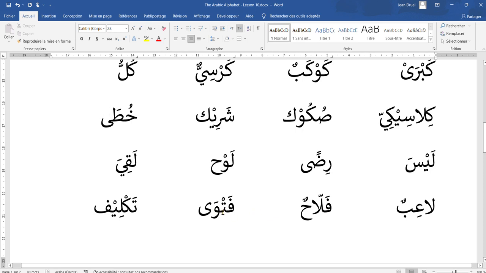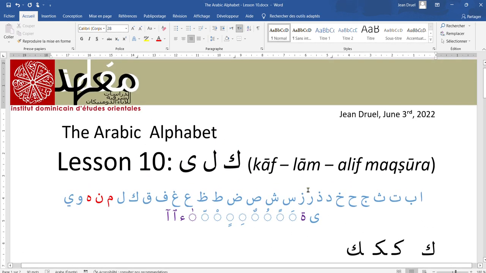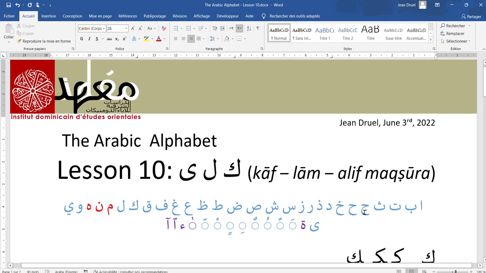Here you have the waw, which is a consonant with the fatha on top, fatwa. So here you should be able to practice your new skills. Enjoy your reading and see you in the next lesson.